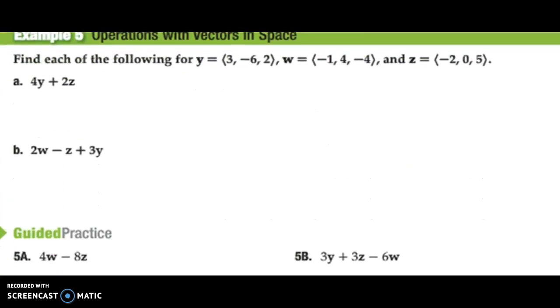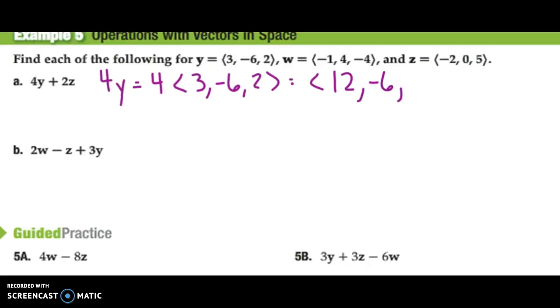So if I was going to look at example 5, it says find each of the following for y is the vector 3, -6, 2, w is -1, 4, -4, and z is -2, 0, 5. So if I'm going to find 4y, 4y is just 4 times the components of 3, -6, 2, which would be the components 12, -24, 8.